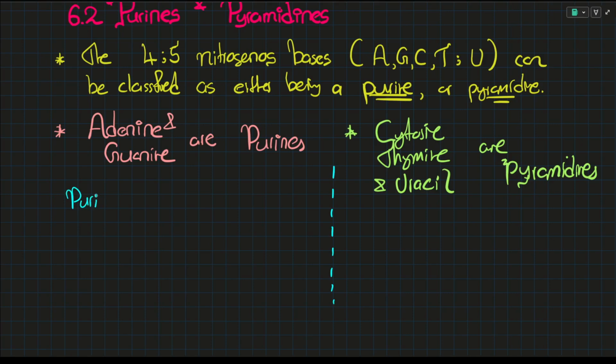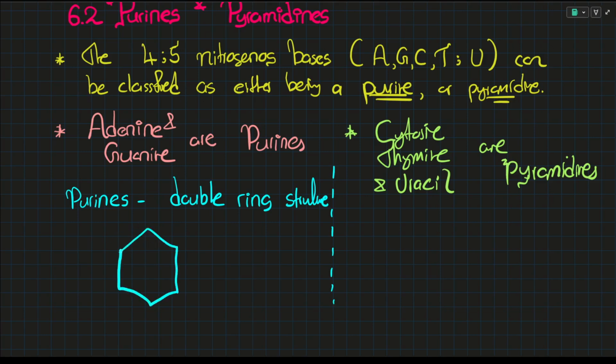So let's again first talk about purines. What you should know about purines is that they are actually a double-ringed structure. Purines are a double-ringed structure. So that looks something like this. So one ring, and then you have the second ring. I'll draw the second ring like this. Yep, like so. Let me align that a little bit better.